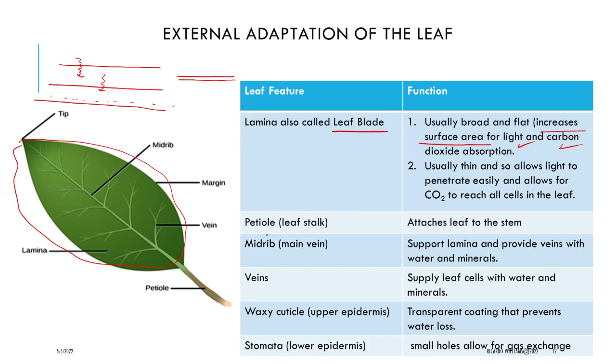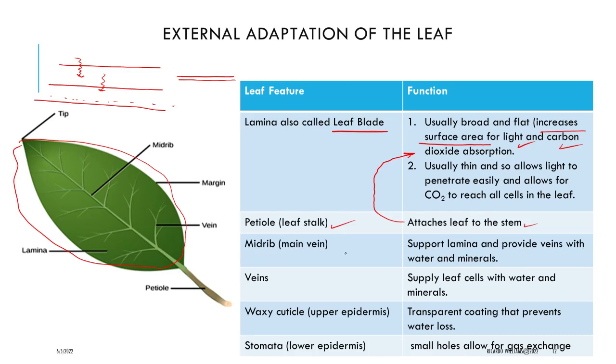Also there is a petiole, also called a leaf stalk. What that does is attach the leaf to the stem. Not only that, but it holds it in a particular position. Different plants have different arrangements of how the leaf is held, but it is always held in a position that gives it maximum chance to absorb light. Cool, so that's what the petiole does.